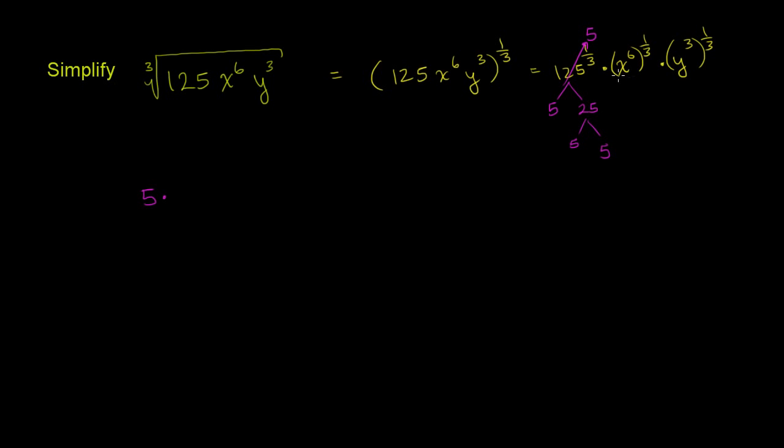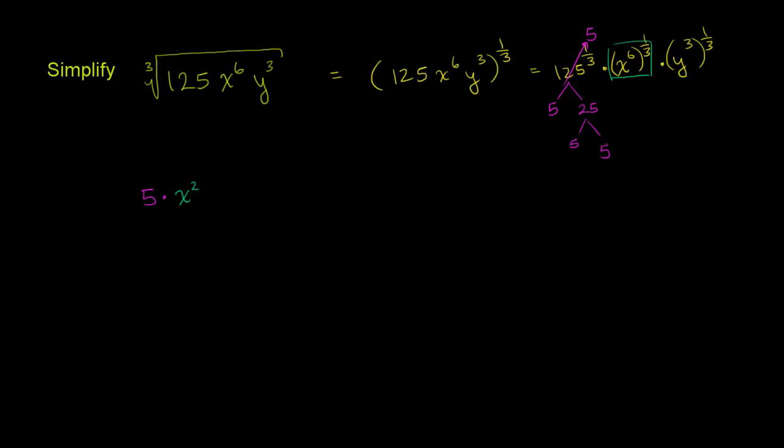And then x to the sixth to the 1/3 power, we saw this in a previous example. If you raise a base to an exponent and then raise that whole thing to another exponent, you can take the product of the two exponents. So 6 times 1/3 is 6/3, or 2. So this part right over here simplifies to x to the sixth divided by 3 power, or x squared.